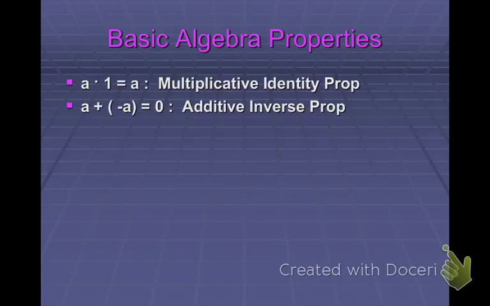Then the additive inverse property. If you add the opposite to anything, it's going to be 0. If you have two values, one that's the original and one that's the opposite, and you add them, you're going to end up with 0.